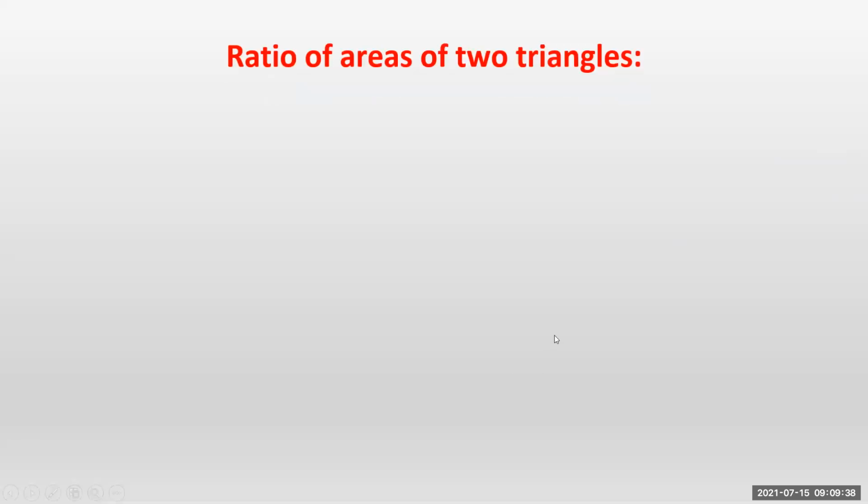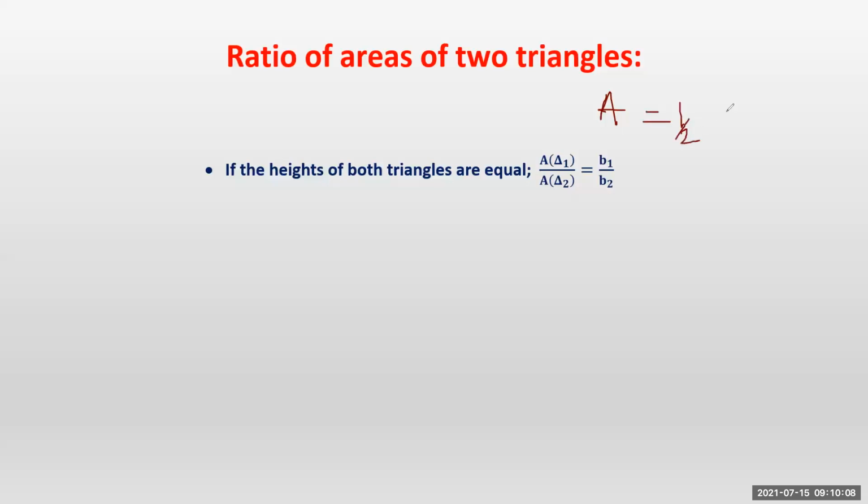Ratio of areas of two triangles. If the height of both the triangles are equal, area of triangle 1 upon area of triangle 2 equals to base 1 upon base 2. Now this, check. You don't have to remember this. You can simply apply the logic. You know what is the area of triangle? Area of triangle is given as half base into height.